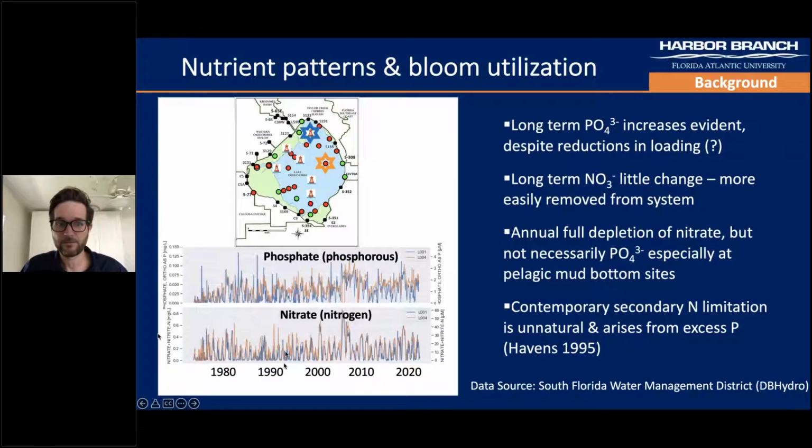Compare this to nitrate, where you still do get this annual depletion, and you don't necessarily see a long-term increase. Carl Haven suggested that what you really have going on here is, you originally had phosphorus limitation. Eventually, you overcame this phosphorus limitation, and now you have this secondary nitrogen limitation, which, just anecdotally from working on the system for the last year, I really think that nitrogen is the more important control, at least over the short term when you're looking at seasonal trends.